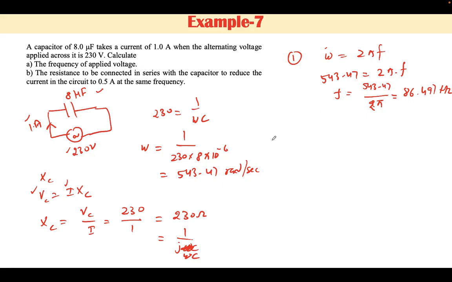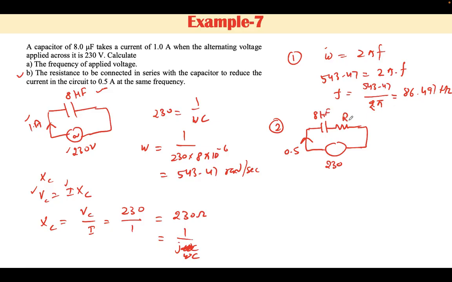Now, in the second part of this question, a resistance is to be connected in series with the capacitor to reduce the current in the circuit to 0.5 ampere. We now have a new circuit where this capacitor is connected in series with a resistance of such a value that, when the applied voltage is 230, the new current flowing is 0.5 ampere.